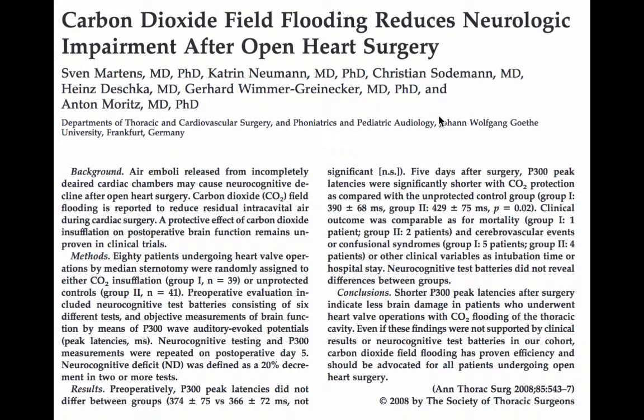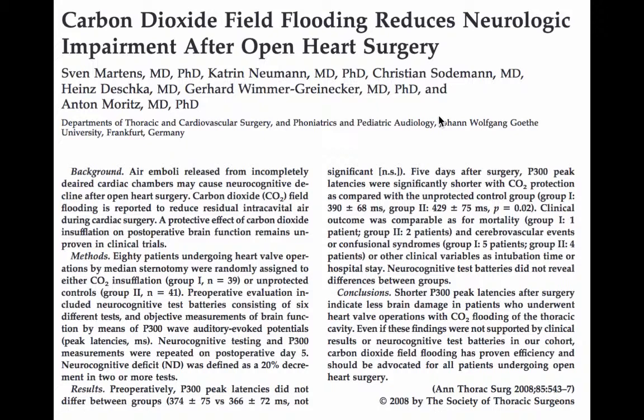Looking to a larger study, and this is out of the Annals of Thoracic Surgery in 2008. So now we're getting to more contemporary trials. This was out of Germany, and they actually looked at 80 patients, so a fairly strong N, and they were undergoing heart valve operations. And again, you look at these patients.